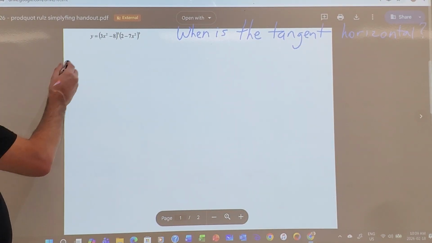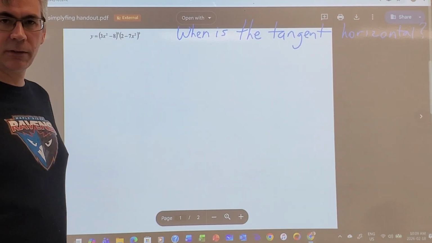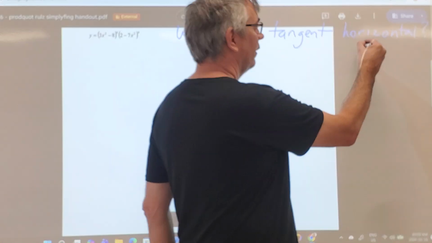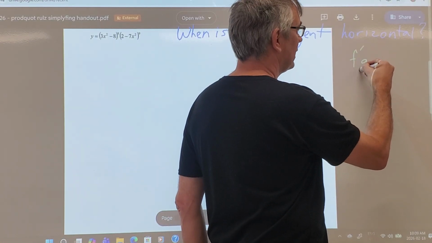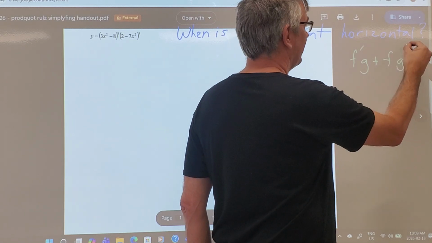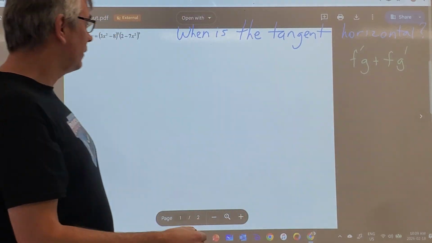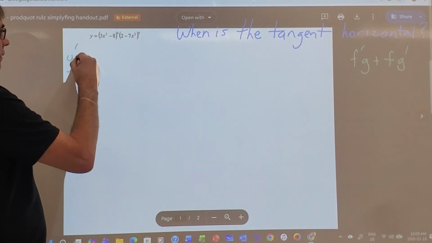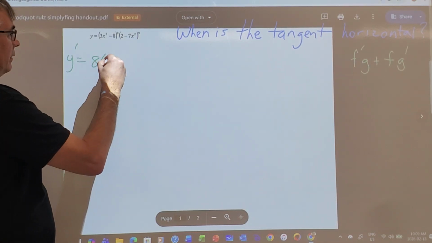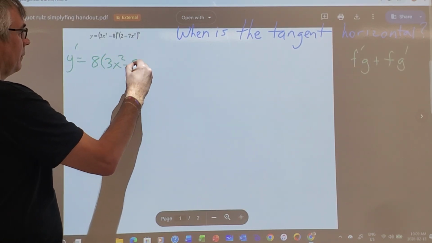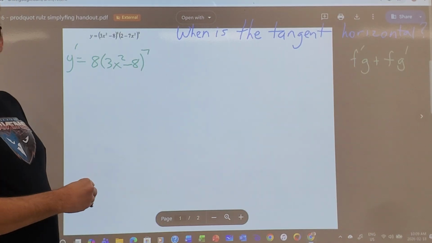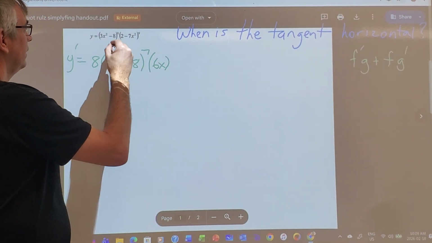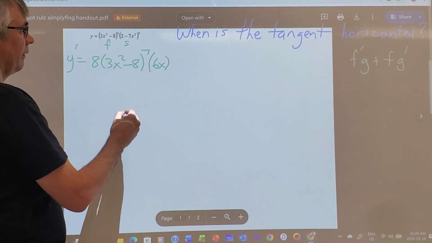So first of all, we look at this function and we notice it's a product of two functions. So we're going to have to use the product rule. The product rule is the derivative of the first times the second plus the first times the derivative of the second. So that's what we're going to do. So the derivative of the first is 8 bracket 3x squared minus 8 to the 7. Of course we need the chain rule. That's going to be 6x there. So that's the derivative of the first function.